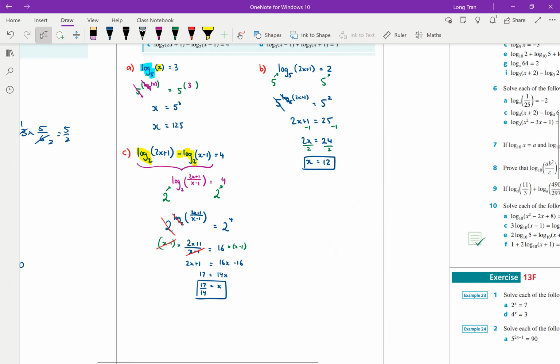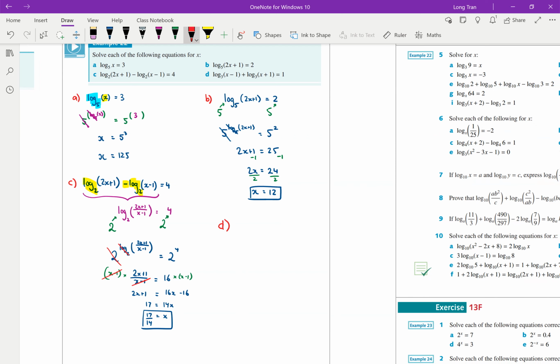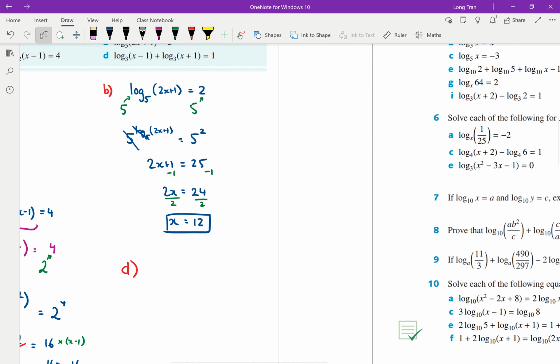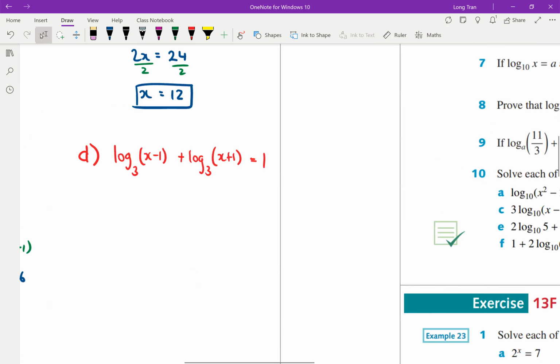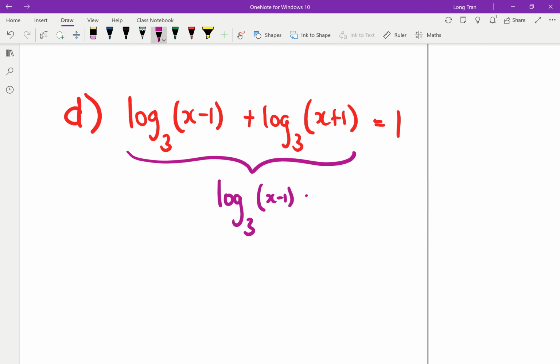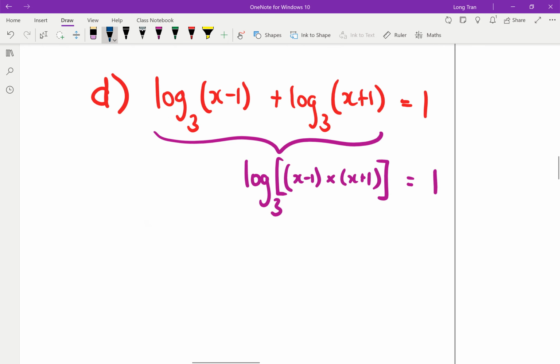All right, let's have a look at D now. So D is, I've got log base 3 of x minus 1 plus log base 3 of x plus 1 is equal to 1. Okay, so from here, I'm going to use logarithmic rule number 1. I'm going to combine these two together, so it simplifies to log base 3 of x minus 1 times x plus 1. I'm going to use square brackets to show the difference between them. Okay, and here we go. Let's now try to solve this.